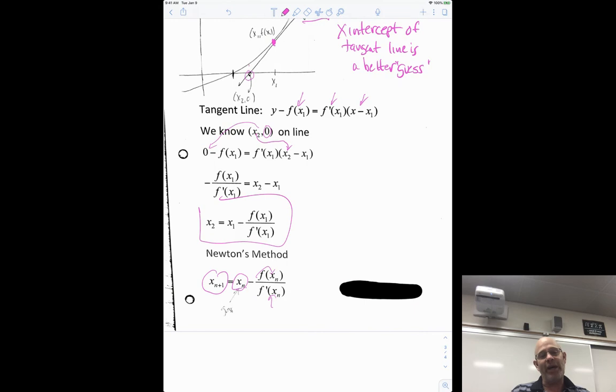So that's a quick look. It's not super important that you understand why that works. I think it's cool if you do, but that's Newton's method in a nutshell as to why it works. It is just a calculator plug and chug type problem for sure.